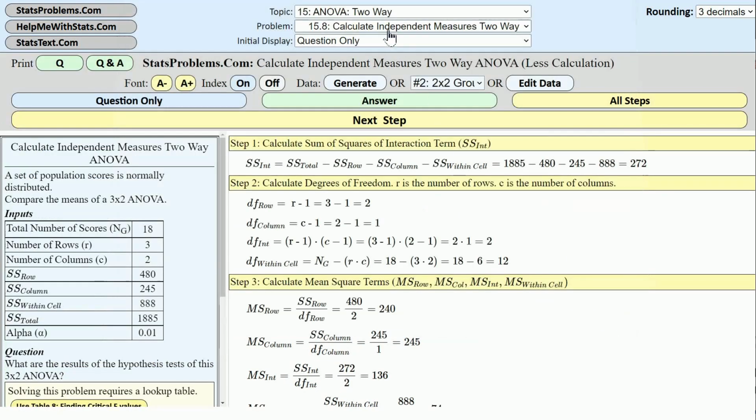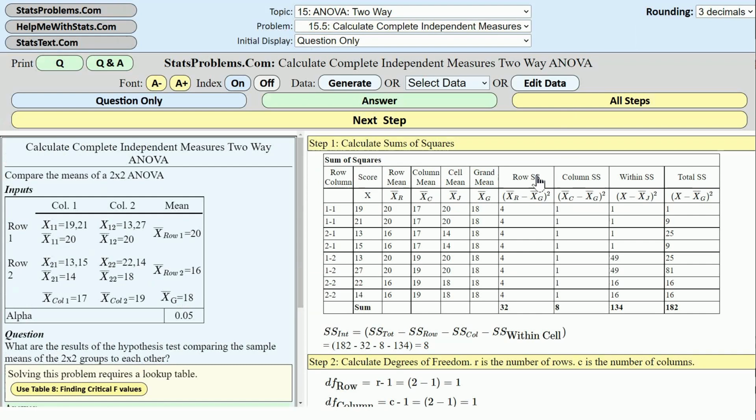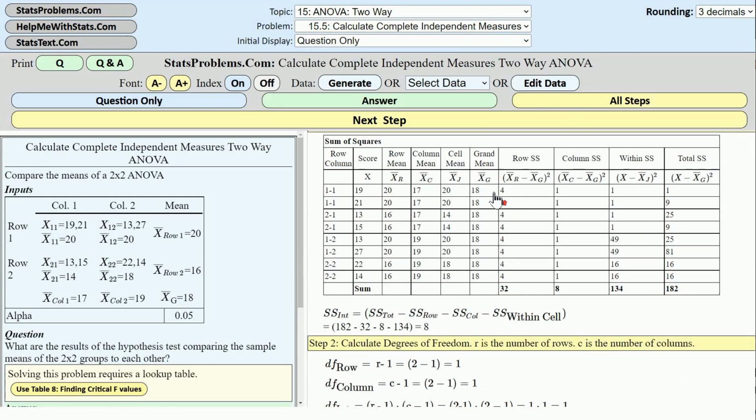You can also work out the complete two-way ANOVA with scores as input, but this problem solver takes a very long time to work out with so many steps.